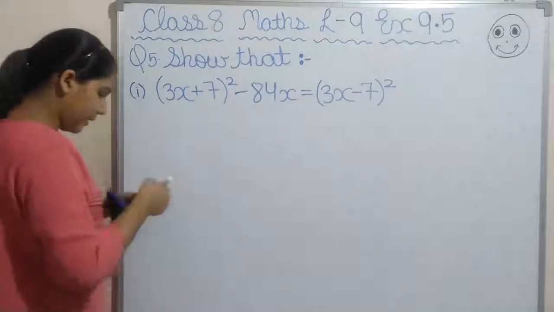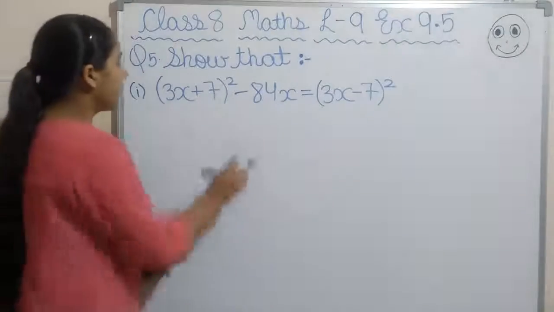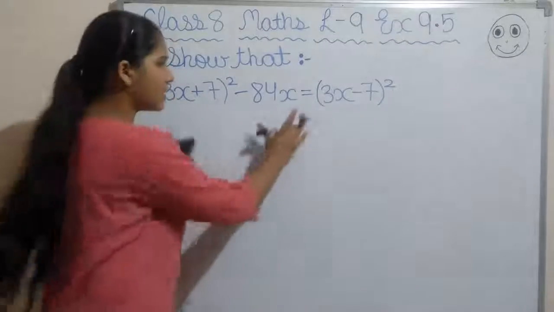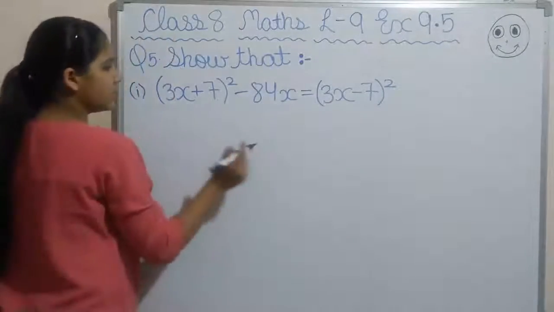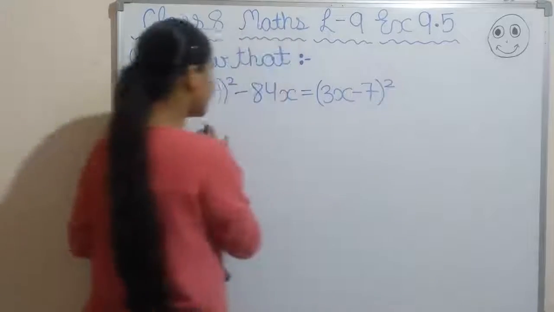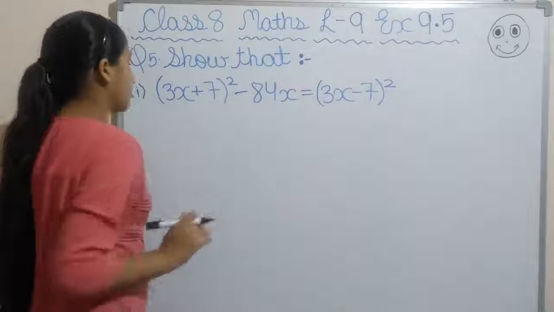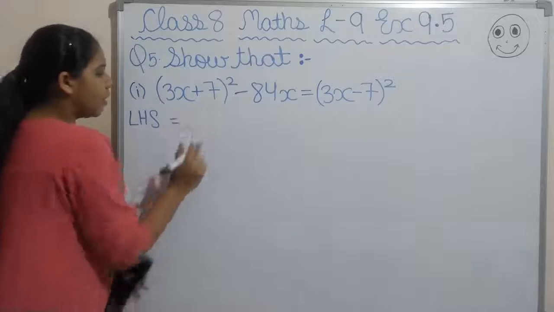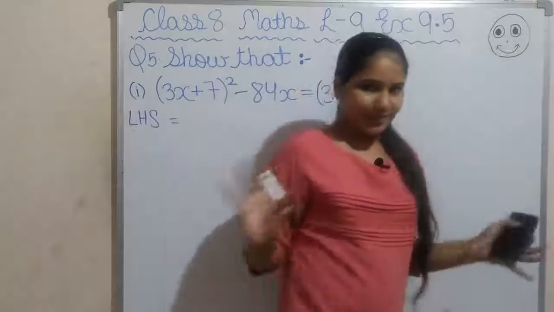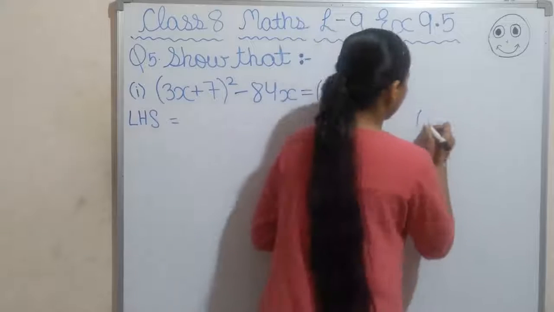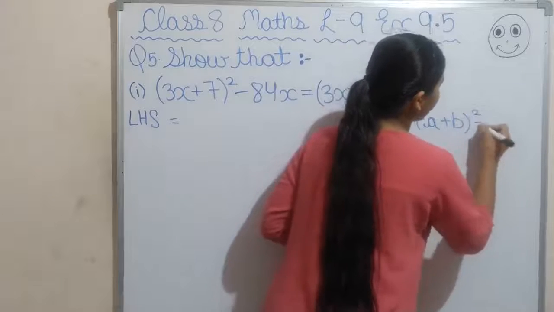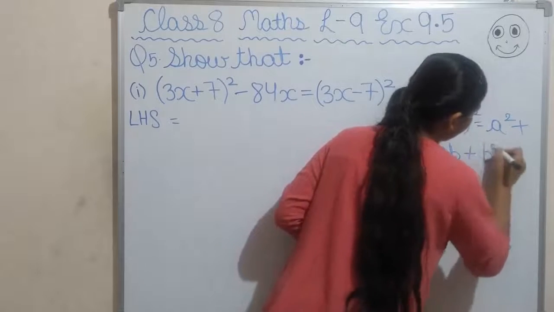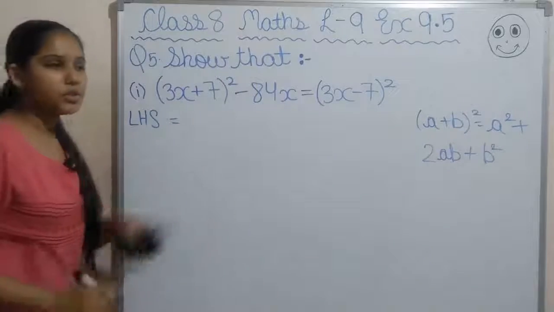Wait, I will just open my tab. Here there is a plus, so the first identity will be used here. This is the RHS and this is the LHS. So let's do the LHS first. I'm just writing the property here: (a + b) whole square is equal to a square plus 2ab plus b square. This is the plus property, so we are going to use it here.